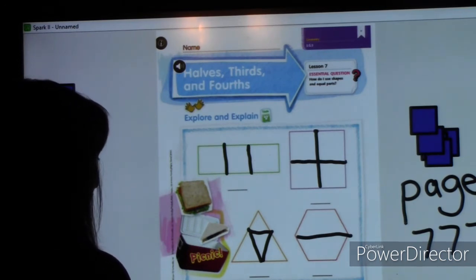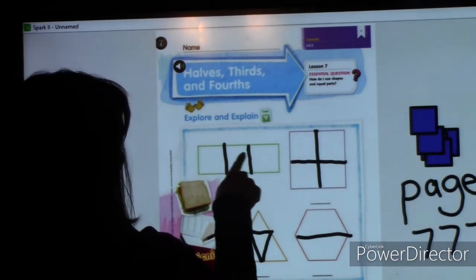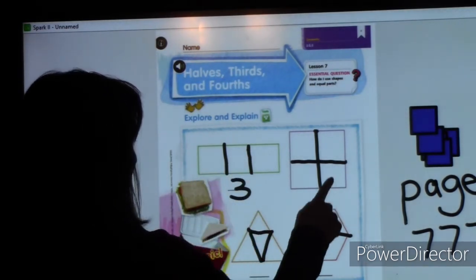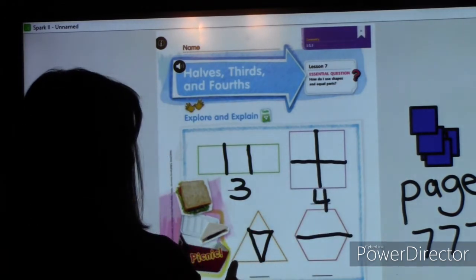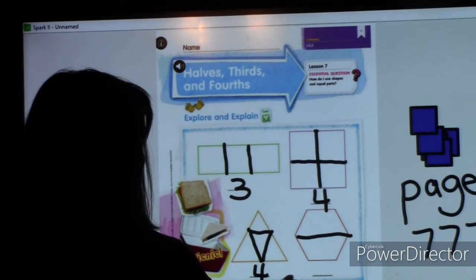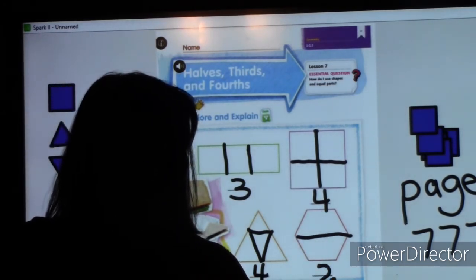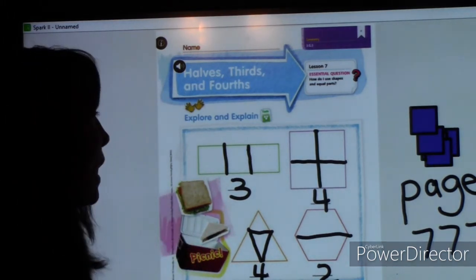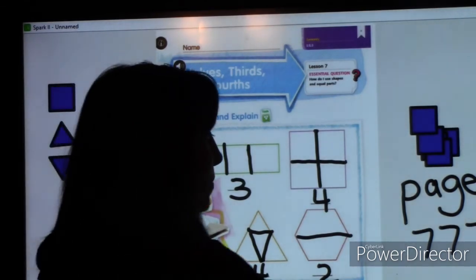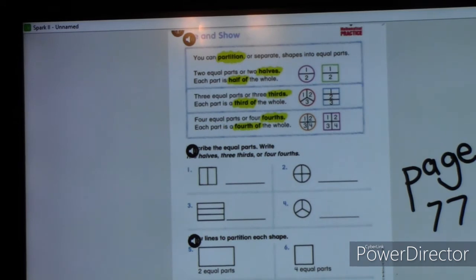They want us then to tell how many blocks we used to cover each shape. So for the rectangle, I used 3 blocks to cover it. For the square, I used 4. For the triangle, I used 4. And for the hexagon, I used 2. Okay, go ahead and fill in your paper and then turn to the back to page 778. Don't forget that you can pause the video if you need to.